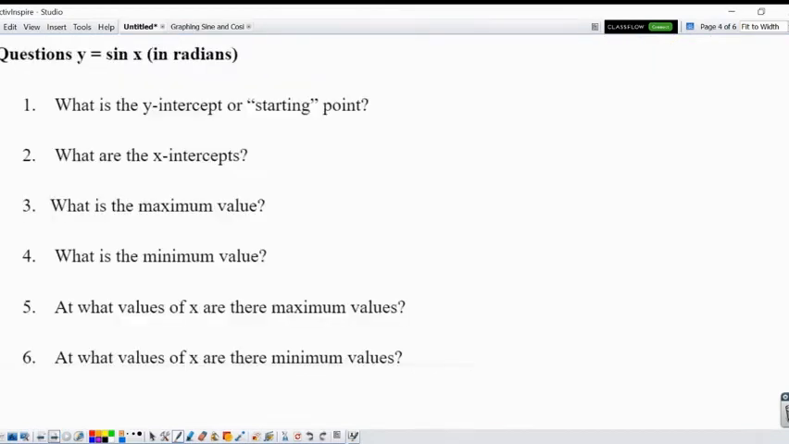So here are the questions we want to be able to answer. What is our y-intercept or starting point? When we go to graph, we need a place to put our pencil first, and that point is going to be 0, 0, and I'm going to write that that is at the midline.